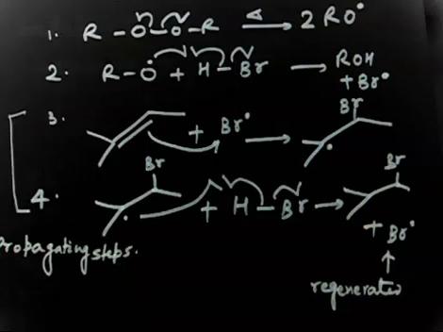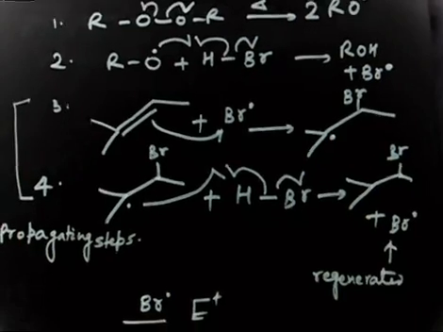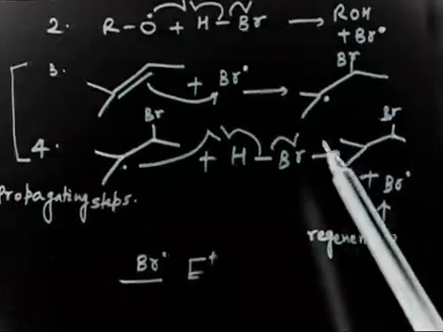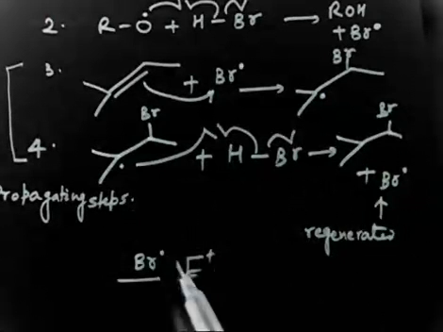And the upper ones: one is the radical generation step, second one is the chain initiation step, and third and fourth are propagation steps. Basically I am not interested in the top two steps. The important point in this case is that Br dot is acting as electrophile. In the first step, Br dot adds, and hydrogen gets added in the second step, and that's why you have an anti-Markovnikov addition.